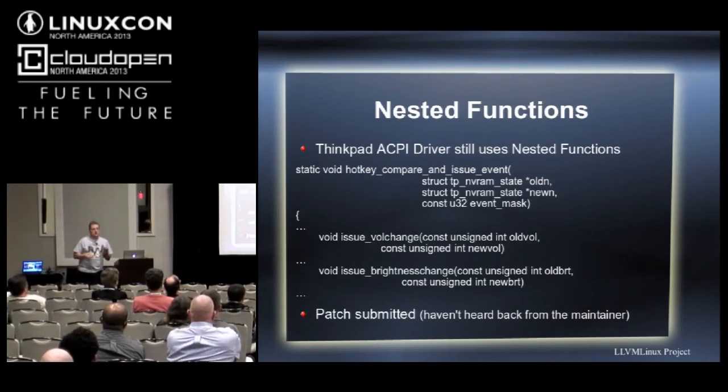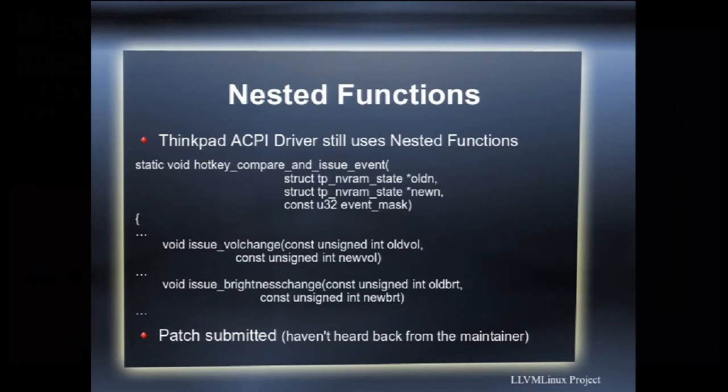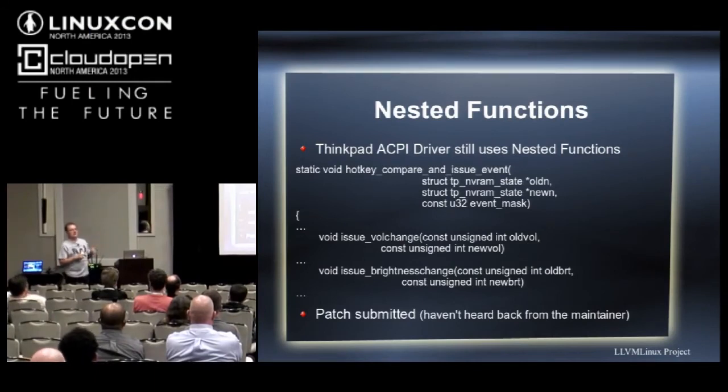The next one is nested functions. It's only used in one place that I'm aware of, but apparently people have found it in other places. This one's in the ThinkPad ACPI driver. I've posted a patch a couple of times, but I've never heard back from the maintainer, unfortunately. It doesn't really do anything useful in that code. It's a fairly simple patch that just shovels the code around a little bit. Again, it's not supported by the standard. It's not standard C, and Clang doesn't support it. Fortunately, it only affects ThinkPad users of this older driver, so not a lot of people are too worried about it.